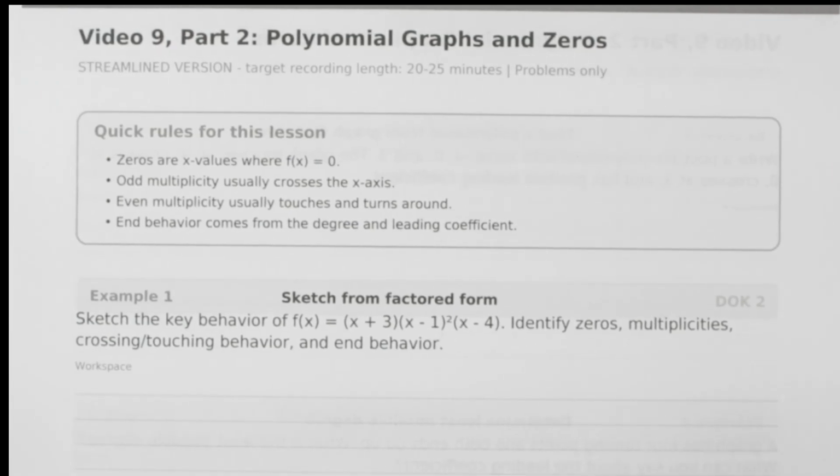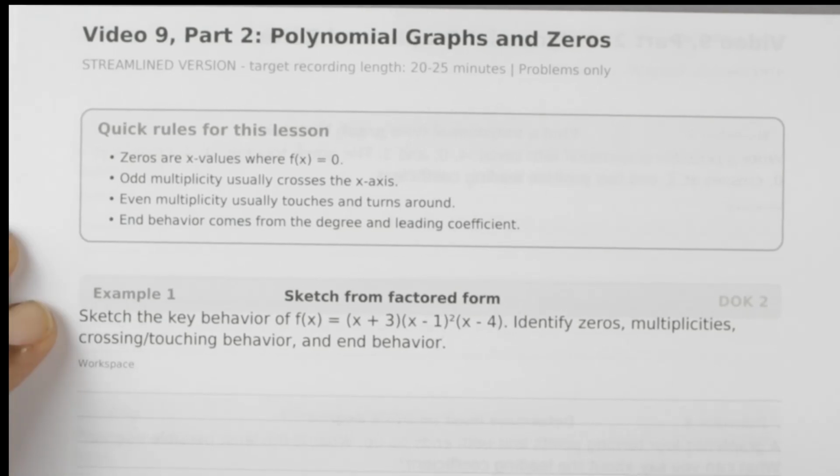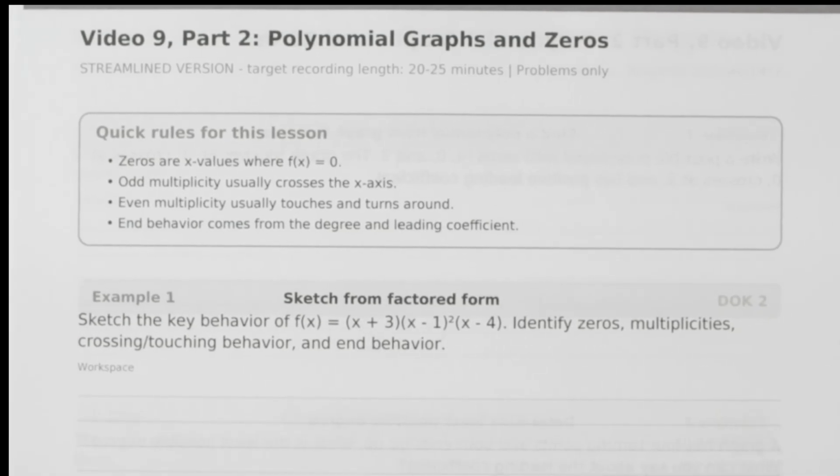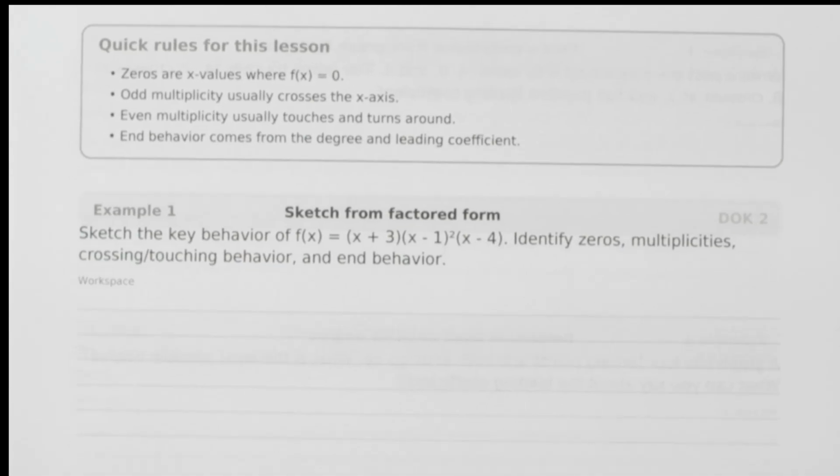Hello again. In the previous lesson, we introduced polynomial functions. We identified things like degree, leading coefficient, constant, end behavior, zeros, and multiplicity. So in this lesson, we'll use those zeros and multiplicities to understand the shape of those graphs. But let's begin with quick rules.